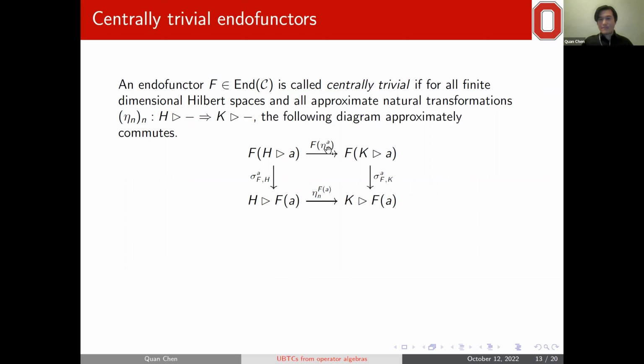So let's see, if you just talk about the natural transformation, no n, then this diagram always commutes because this is just saying that this is the Hilb-module structure, right? Sigma f,H is a Hilb-module structure. So if there's no approximating sequence, this is always true. Just saying this is a Hilb-module category. All right. But with the approximate natural transformation, this is not always true for all endofunctors. So we just say the endofunctors satisfying this condition are called centrally trivial. All right.